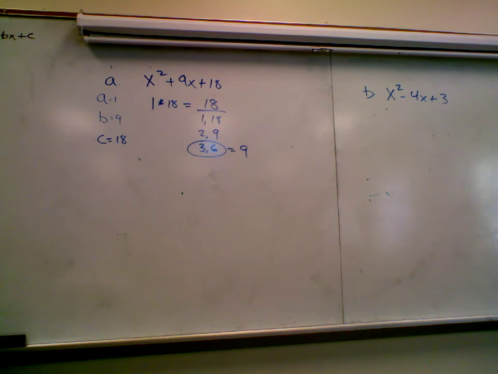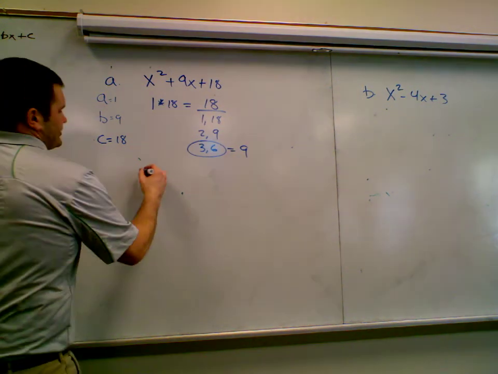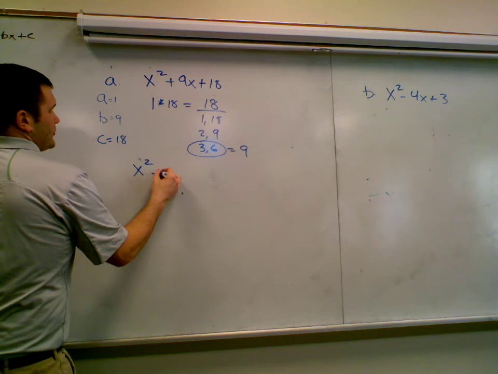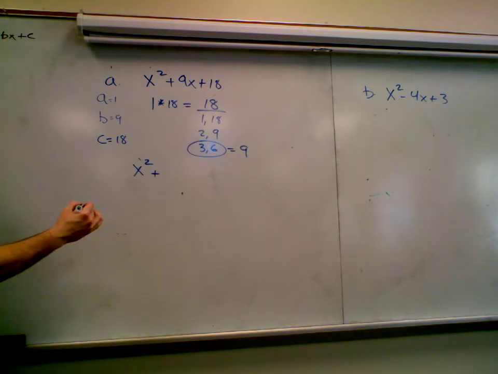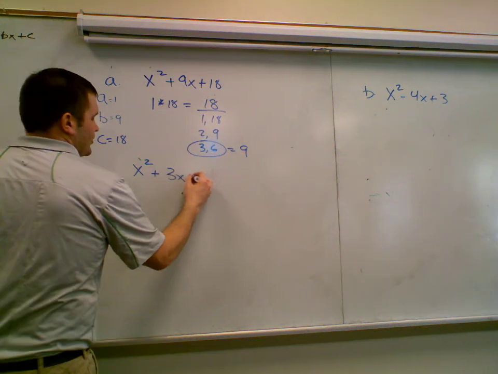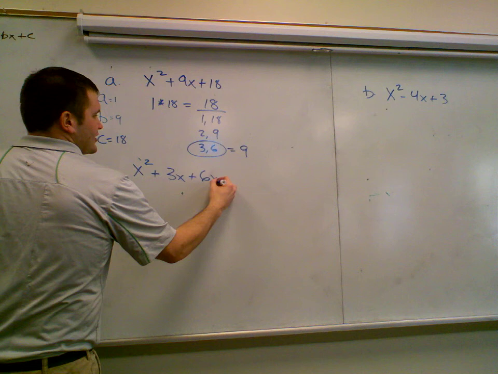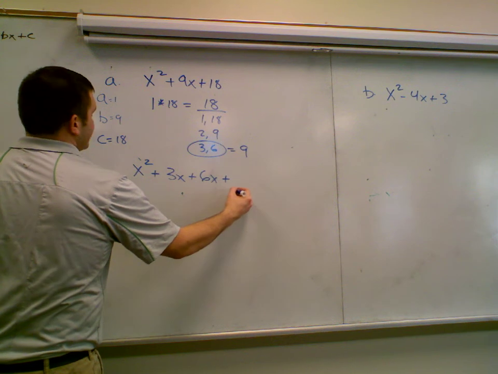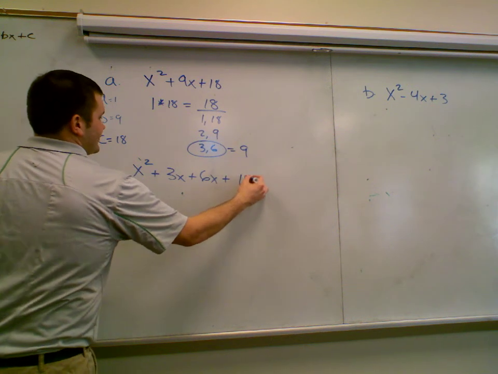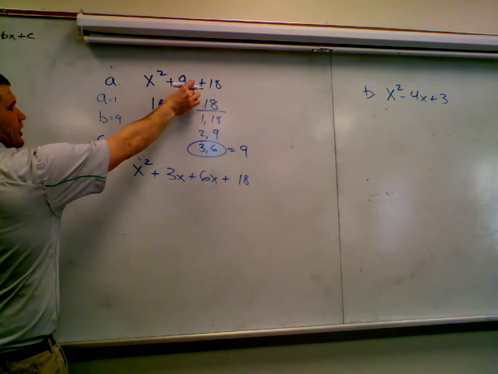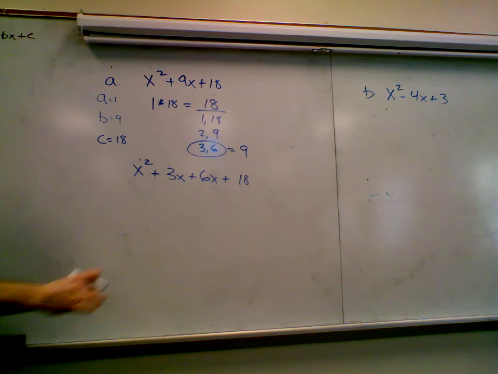Now we rewrite. So x squared plus 3x plus 6x plus 18. We just break the 9x into the two factors that add to it. Does that make sense?